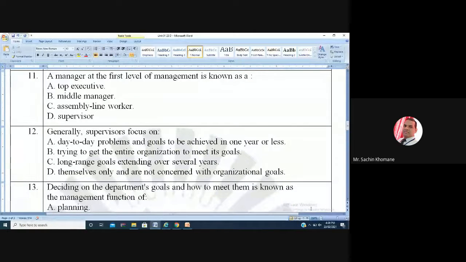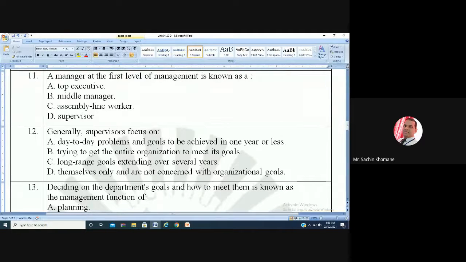Supervisors are focused on, option A, day-to-day problems and goals to be achieved in 1 year or less. The other options are trying to get the entire organization to meet its goals, and long range goals extending over several years, which supervisors themselves are not concerned with. Friends, the supervisor is actually at the shop floor. He is always looking at day-to-day activities, and he focuses only on 1 year or less than that.